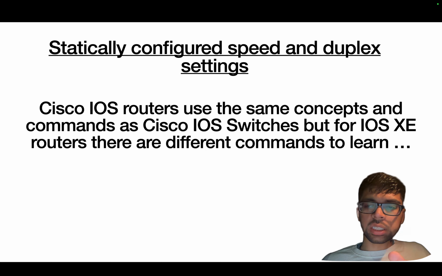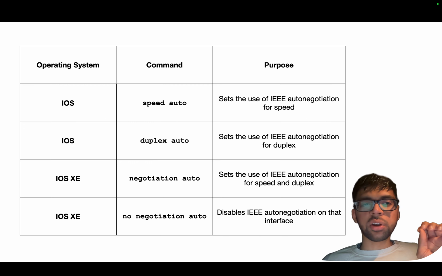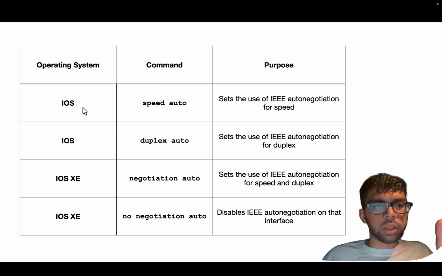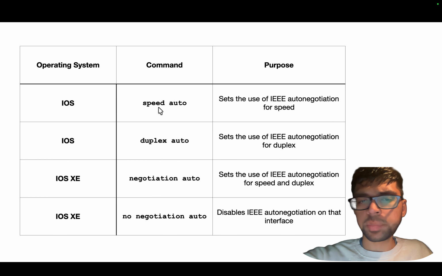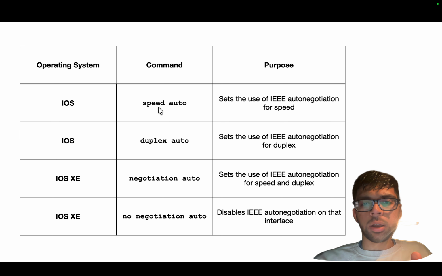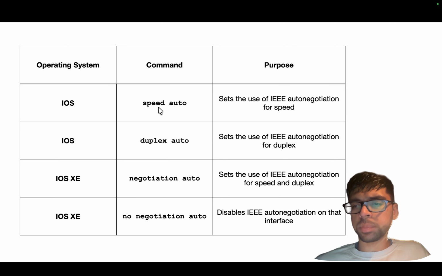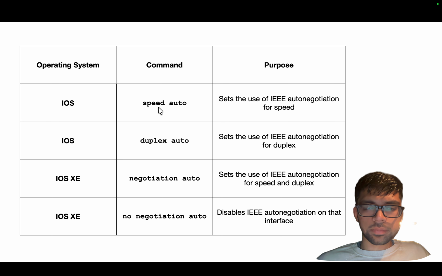Now, when it comes to statically configured settings, IOS routers use the same concepts and the same commands as IOS switches. But for IOS XE, there are different commands we need to learn. So this table will talk about this. For IOS, it's speed auto, duplex auto. That's what we use for setting the use of IEEE auto negotiation for speed and duplex.